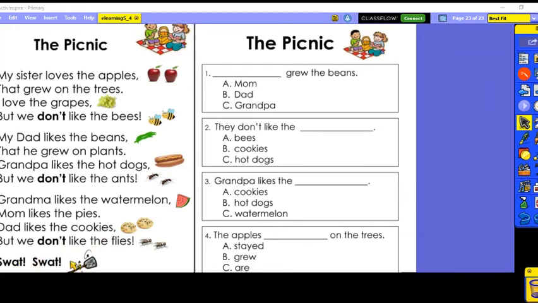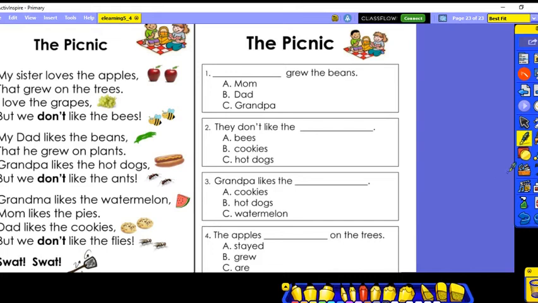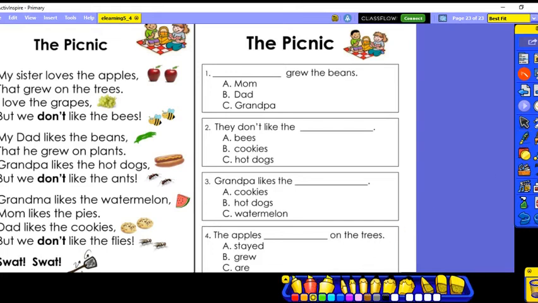Swat, swat. Now, I do want to show you one word, and I'll use my highlighter to show you that they put it in bold, and we'll talk about that word. We see it 3 times. This word is don't, and you see this apostrophe right here. This is the contraction for do not. So when you see this, you'll know the way you say it is don't. But we don't like the bees. But we don't like the ants. But we don't like the flies. So they wanted to make sure that they emphasize what they don't like and everything else that they like.